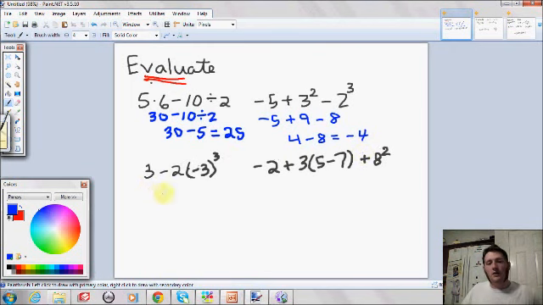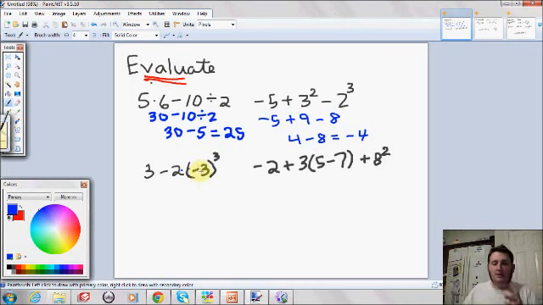Alright, in this problem I threw some parentheses in just to group the negative with the 3. What we have here is a subtraction, an understood multiplication between the 2 and the parentheses, and then a power. We would do the power, or the exponent, first.